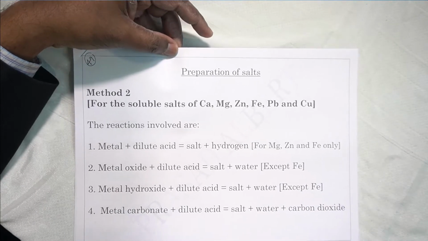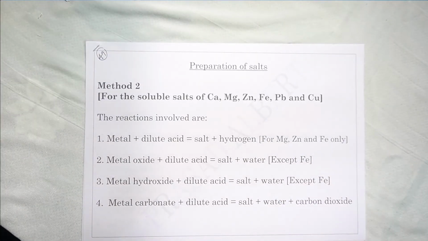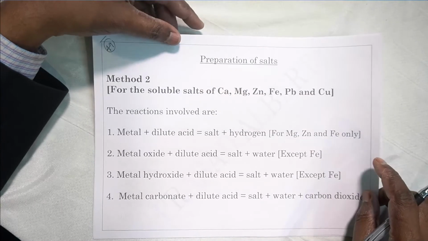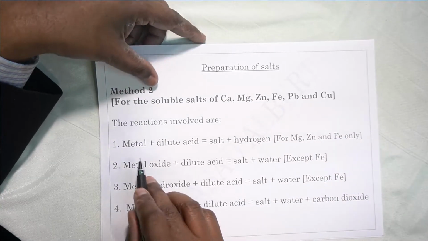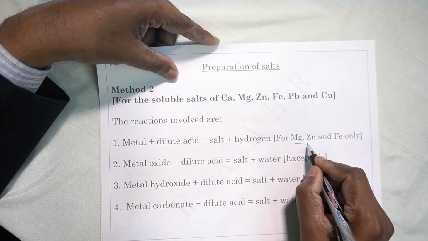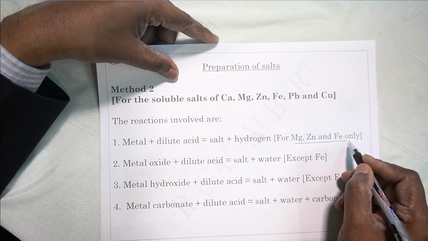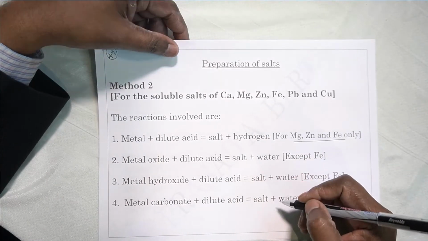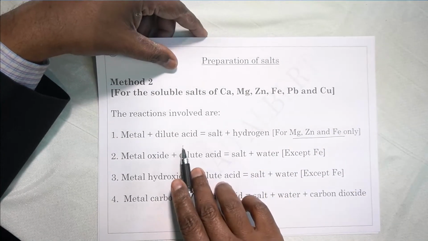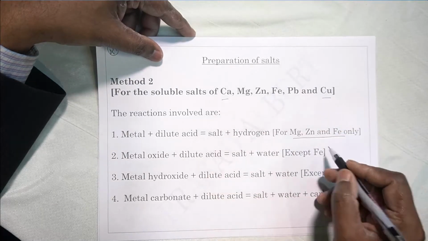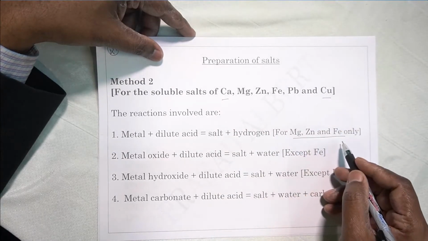Now this method is for the salts of metals like calcium, magnesium, zinc, iron, lead and copper. The reactions involved are of 4 different kinds. The first reaction is metal plus dilute acid gives salt plus hydrogen. We use this for magnesium, zinc and iron only, these 3 metals. Note carefully, this method involves different types of reaction. Metal plus dilute acid cannot be used on other metals like copper and calcium.